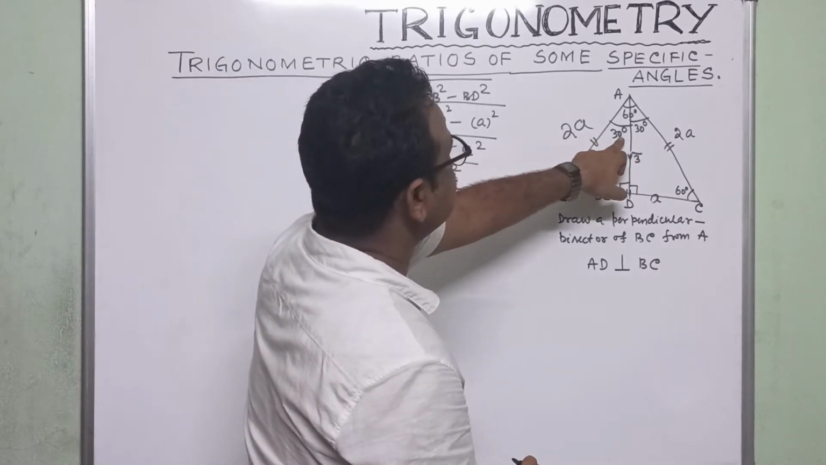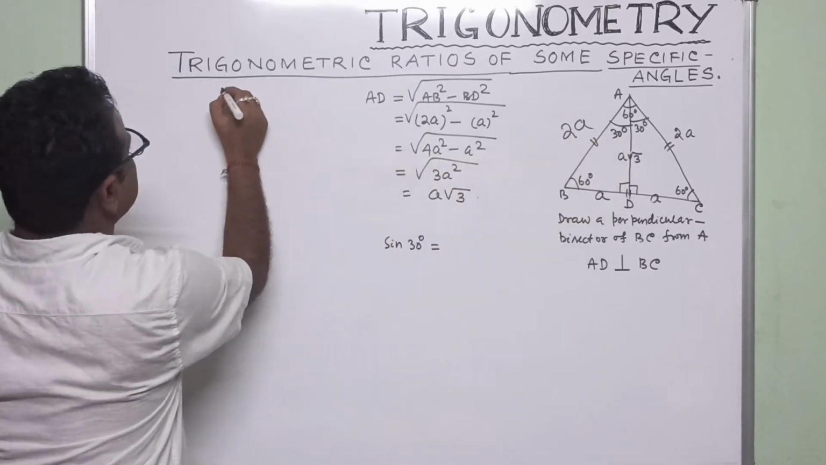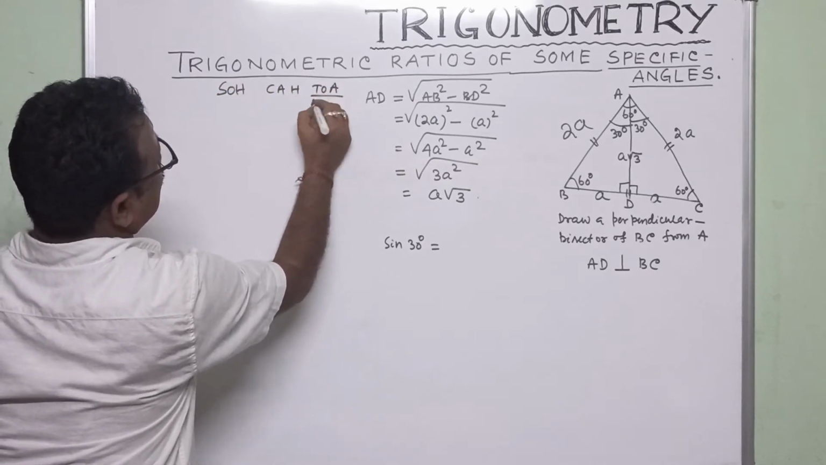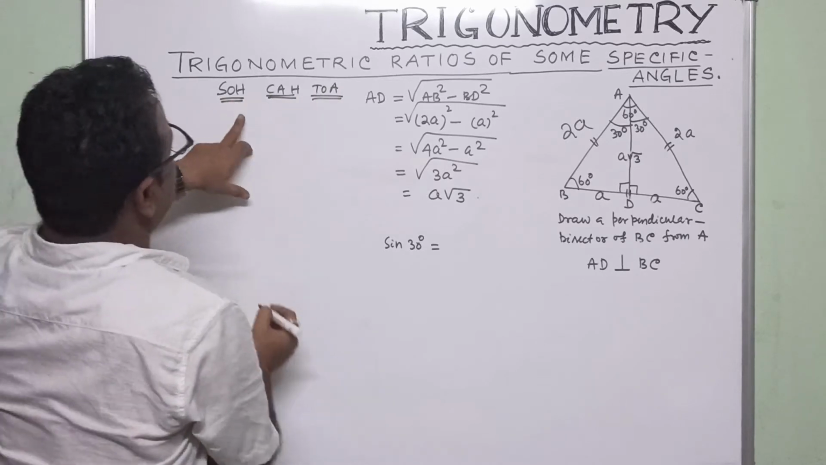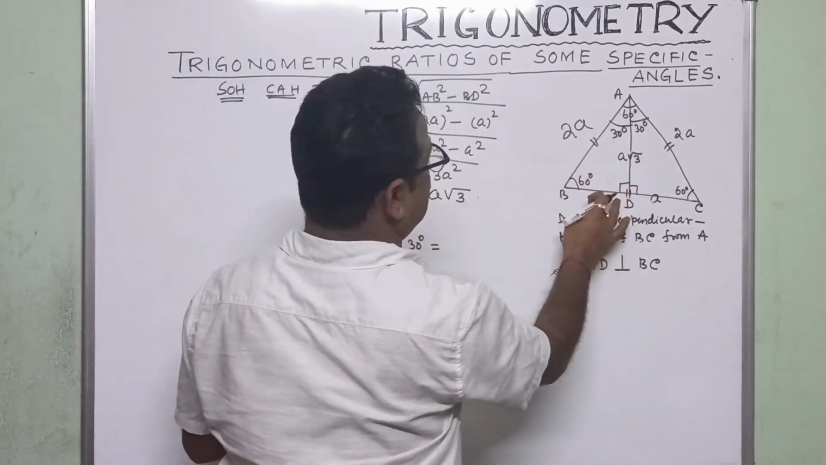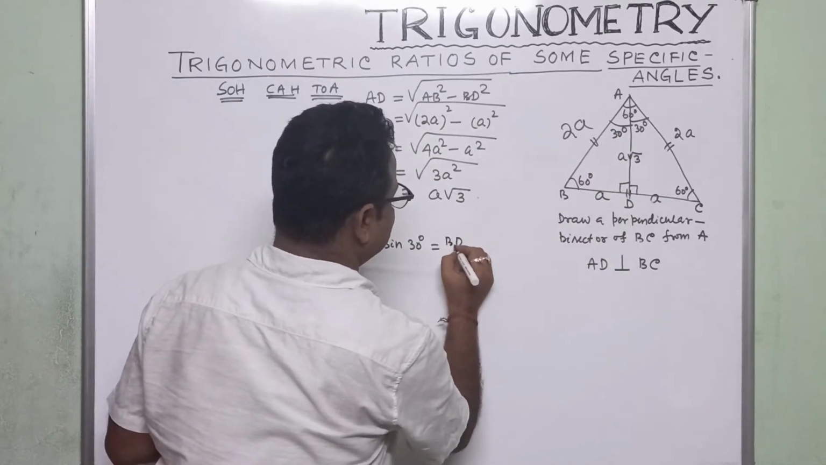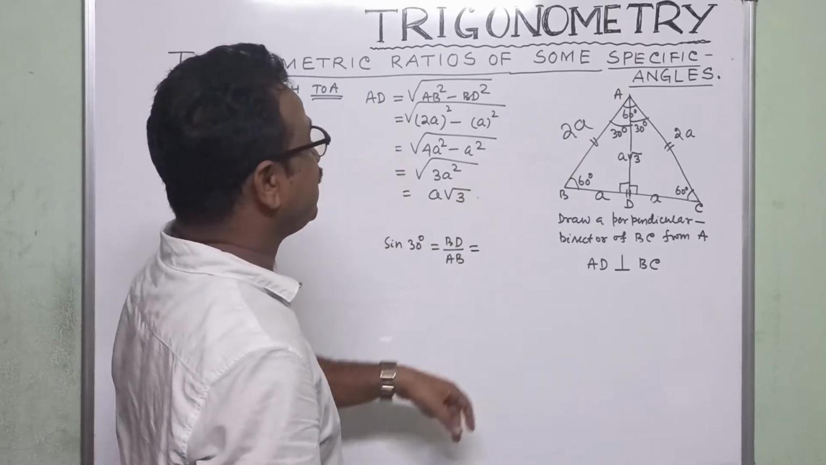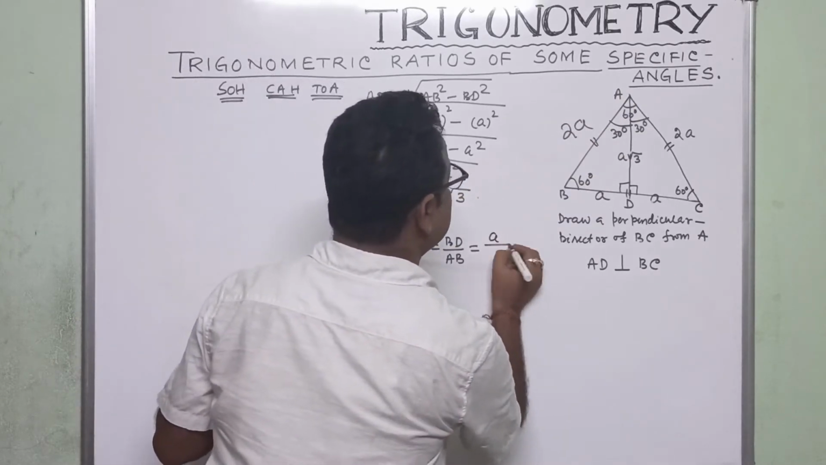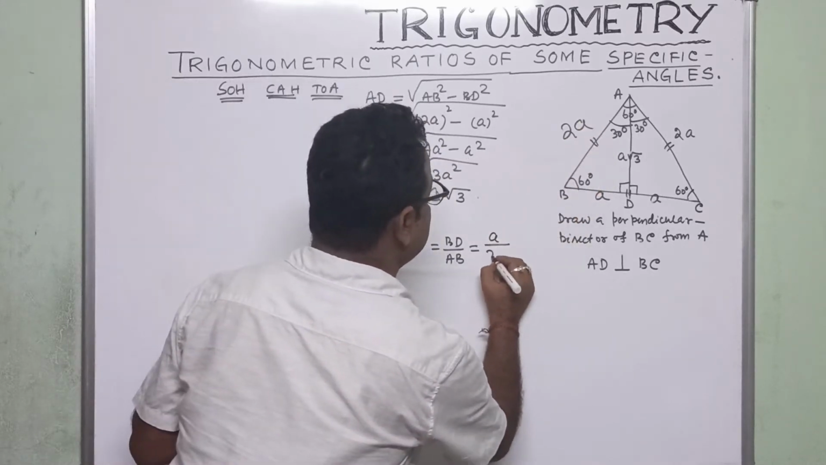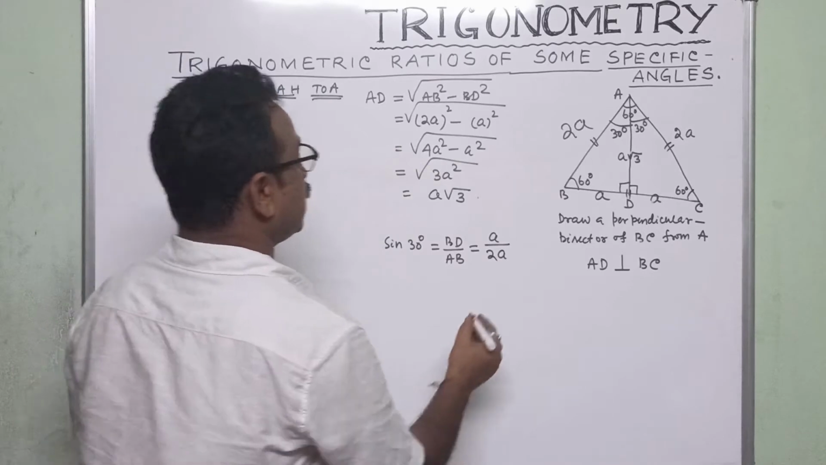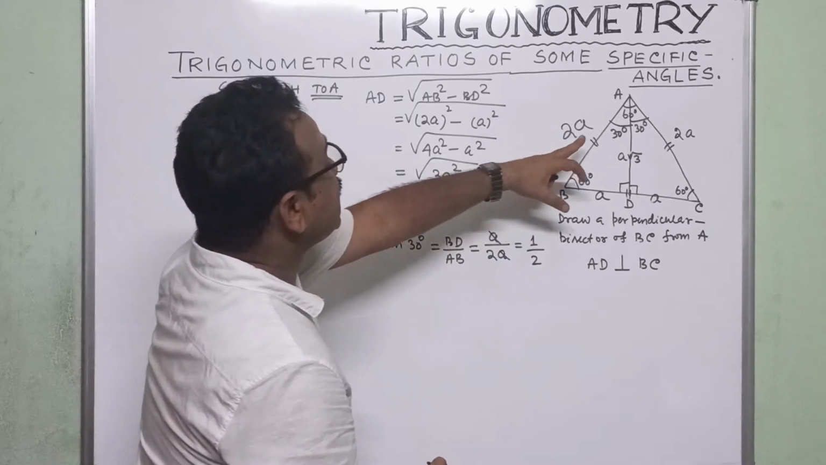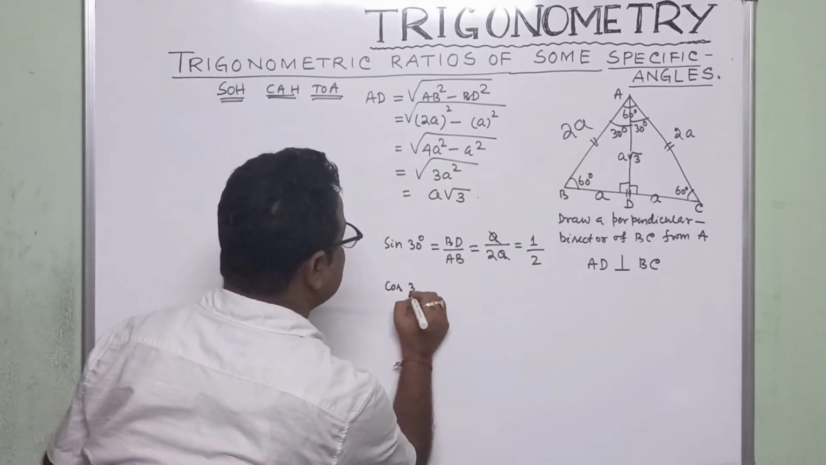Start from sin 30. Remember this again: SOH CAH TOA. Just remember this. Sin is opposite by hypotenuse. Sin 30 is opposite BD by hypotenuse AB. So BD is equal to your A, AB is equal to your how much? 2A. Okay, so that is equal to A cancelled, 1 by 2.